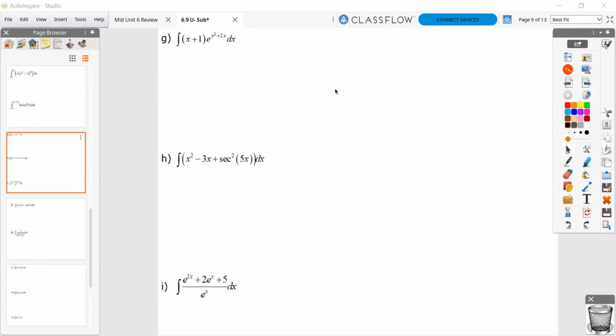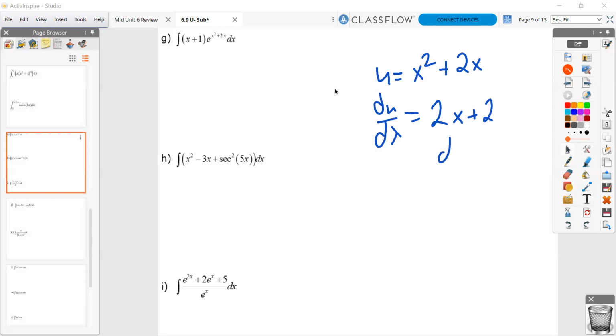Our problem here is with the exponent, right? This x squared plus 2x. So I'm going to make u equal to x squared plus 2x. This is an indefinite integral, so I don't have to worry about plugging in the bounds. However, this gets me du/dx equals 2x plus 2, which means dx is equal to du over 2x plus 2. We'll be able to cancel out that x plus 1, but we'll have an extra 1/2 on the outside.